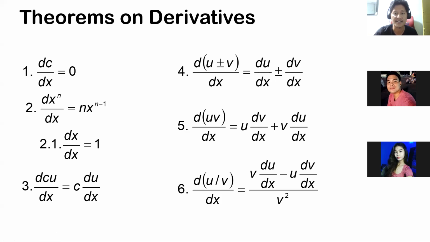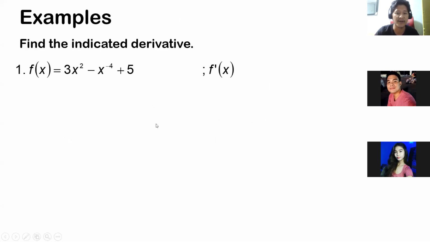Wala. So let's have an example. Okay. So let's have example number 1. We have f of x equals 3x squared minus x to the negative 4 plus 5. Notice I have an example here wherein we have a difference and a sum, and at the same time we will be using the power formula already.